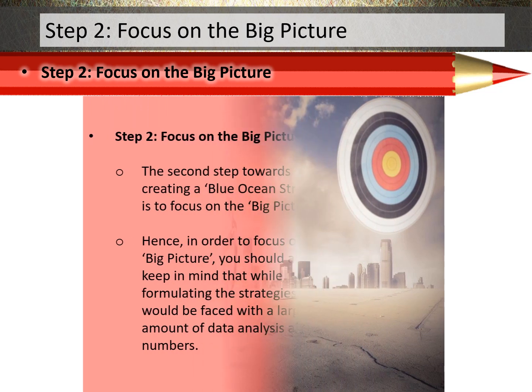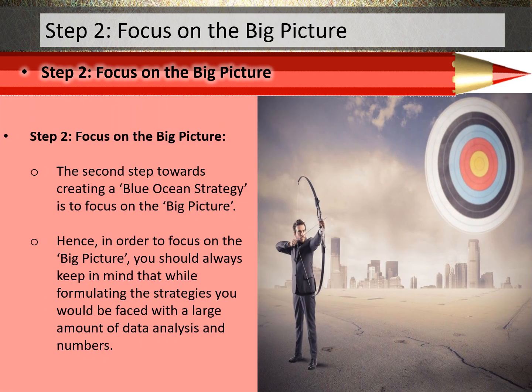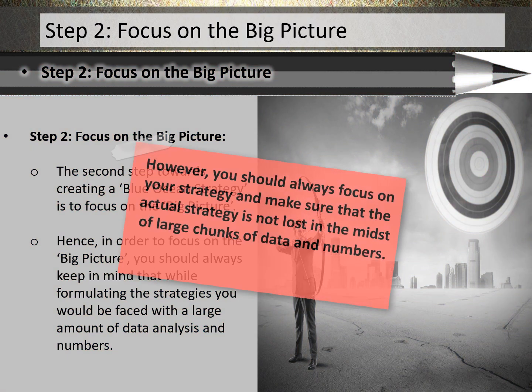Step 2, focus on the big picture. The second step towards creating a blue ocean strategy is to focus on the big picture. Hence, in order to focus on the big picture, you should always keep in mind that while formulating the strategies, you would be faced with a large amount of data analysis and numbers. However, you should always focus on your strategy and make sure that the actual strategy is not lost in the midst of large chunks of data and numbers.